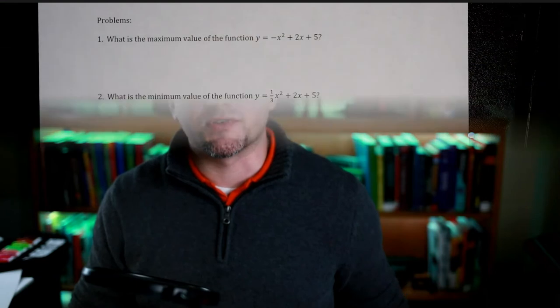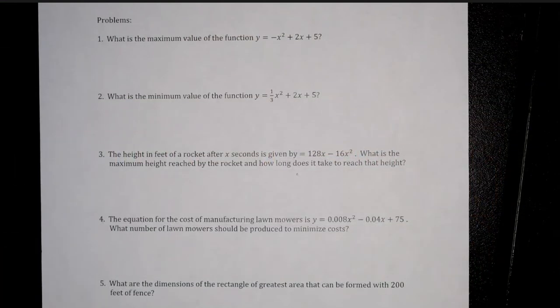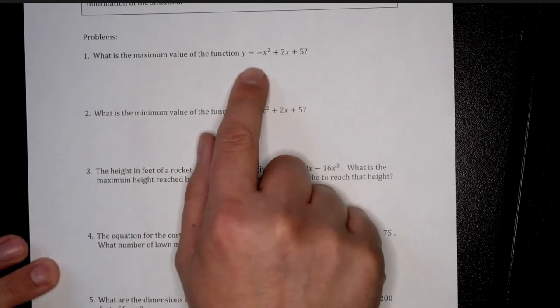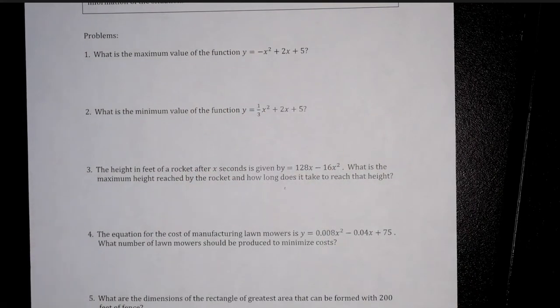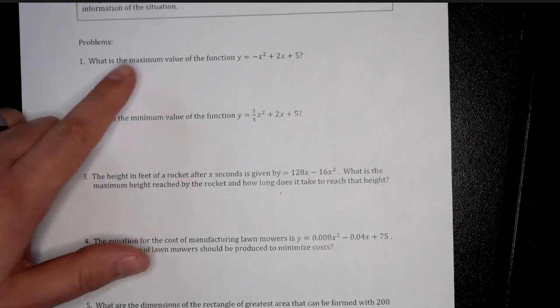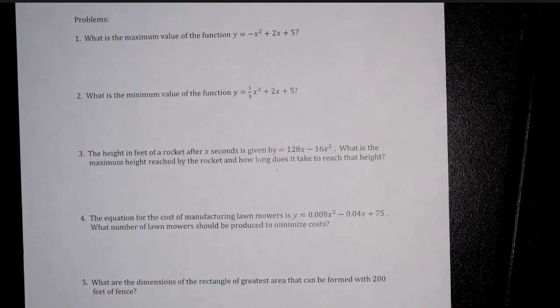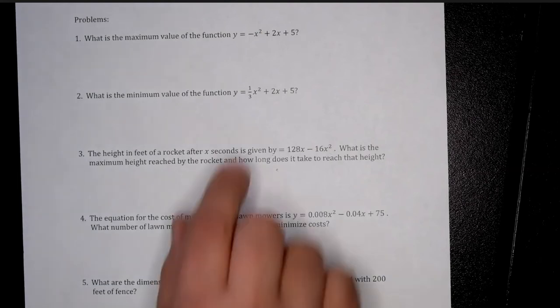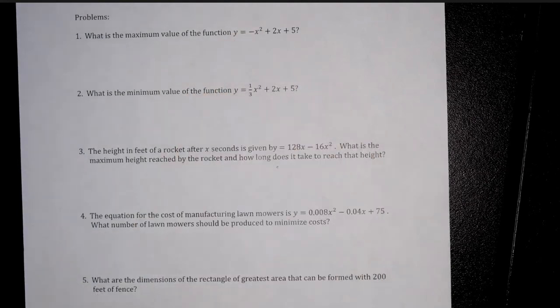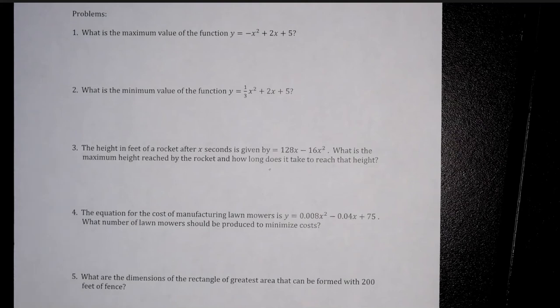Sometimes we will get a maximum value and other times we will get a minimum value. Let's take a look at some examples. The first question says, what is the maximum value of the function y equals negative x squared plus 2x plus 5? Now this is a maximum value, and that should make sense if you're familiar with transformations of functions. The negative here flips our parent function of x squared over.